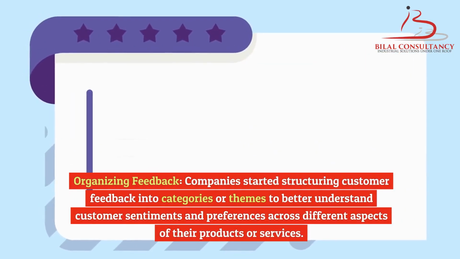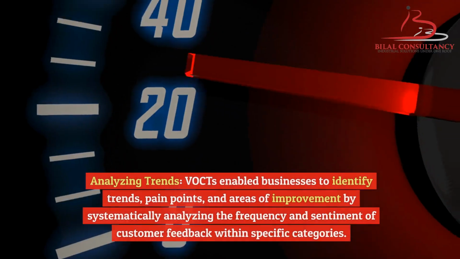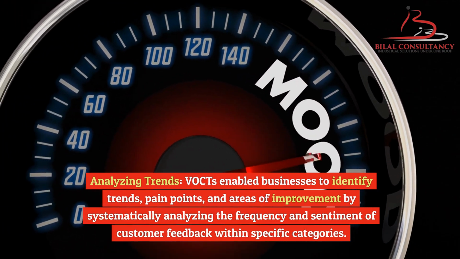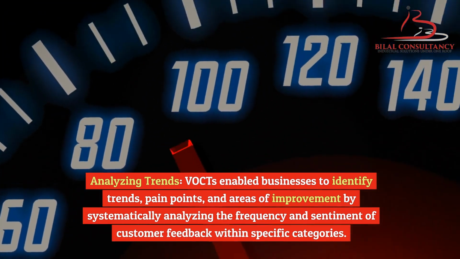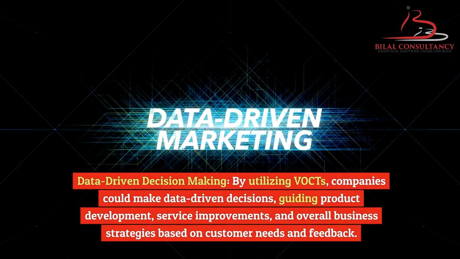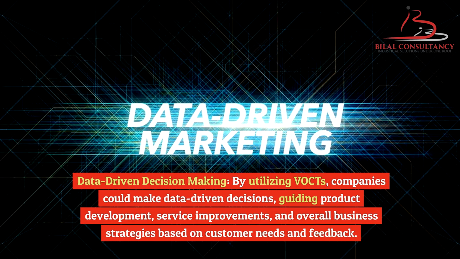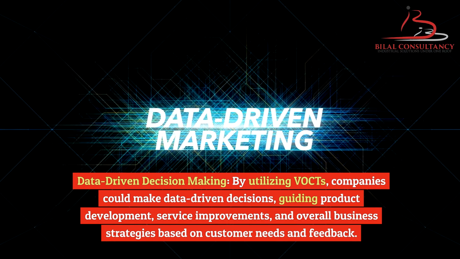Organizing feedback. Companies started structuring customer feedback into categories or themes to better understand customer sentiments and preferences across different aspects of their products or services. Analyzing trends. VOCTs enabled businesses to identify trends, pain points, and areas of improvement by systematically analyzing the frequency and sentiment of customer feedback within specific categories. Data-driven decision-making. By utilizing VOCTs, companies could make data-driven decisions, guiding product development, service improvements, and overall business strategies based on customer needs and feedback.